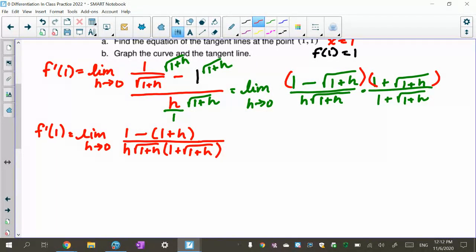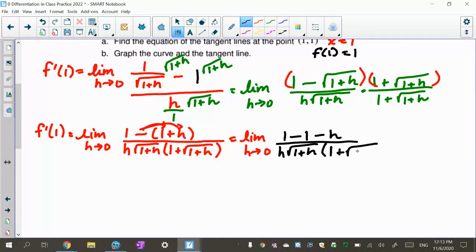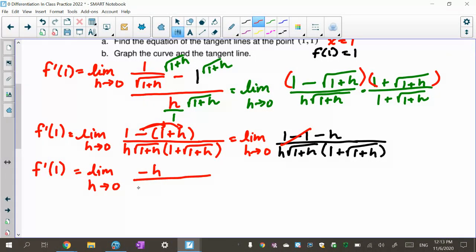So now, after I've got this, that equals the limit as h approaches 0, and I'm going to distribute that negative right here. So it's going to be 1 minus h all over h radical 1 plus h, parentheses 1 plus radical 1 plus h. And I can say, thanks for playing. Even right here, you can look at it and say, I bet now I can get rid of the h. So we're going to do that on the next line. The limit as h approaches 0, I have a negative h all over h radical 1 plus h, parentheses 1 plus radical 1 plus h. And now I can say, thanks for playing, that's a negative 1.